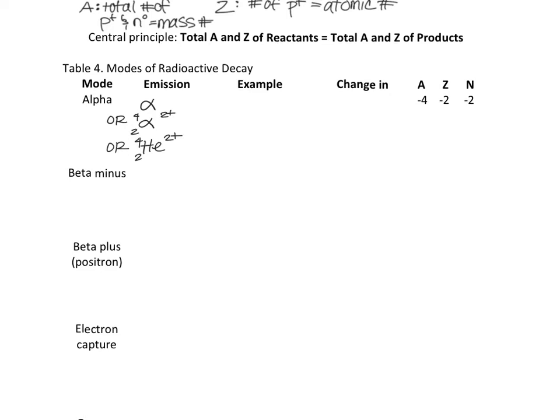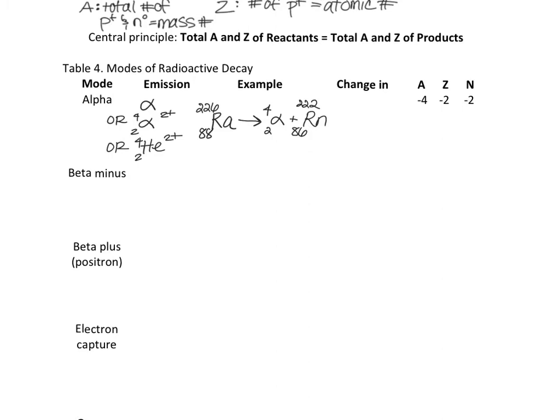Let me give you an example of something that undergoes the process of alpha radiation. We have radium 226. Radium has an atomic number of 88. If it undergoes alpha decay, what's going to be emitted is an alpha particle, and what's left is radon 222. And that has an atomic number of 86.